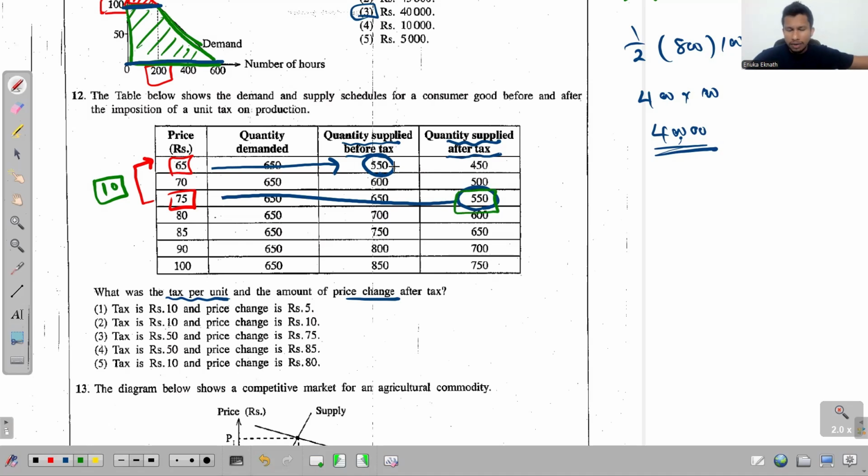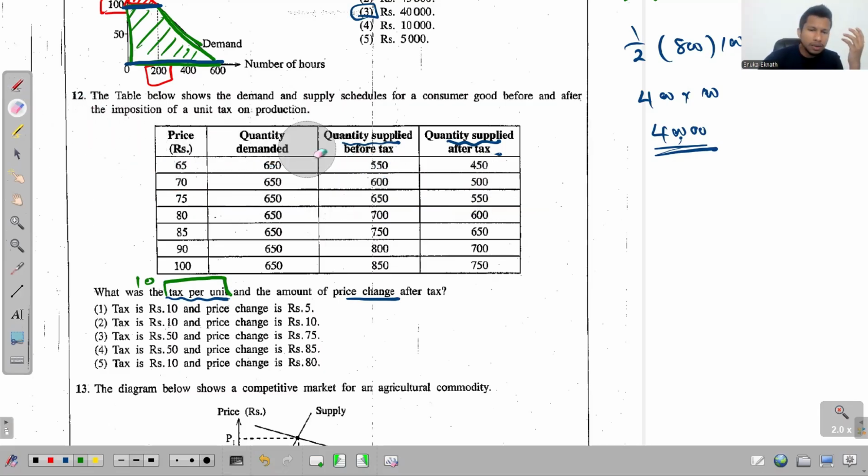Because even in the previous situation, if they receive 65, they were ready to supply 550. Now it is the same. But the problem is, this time they expect rupees 75 from the market, because they have to pay the tax in the middle. So the tax per unit has to be how much? 10. See, you don't have to select 550 only.